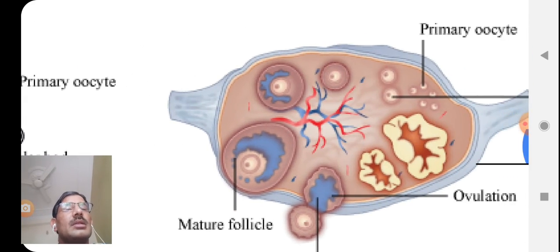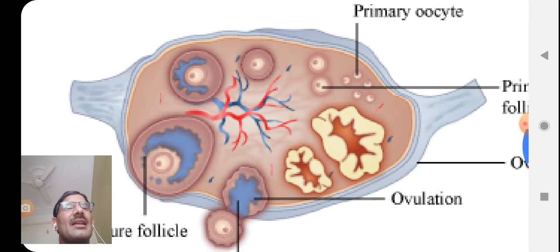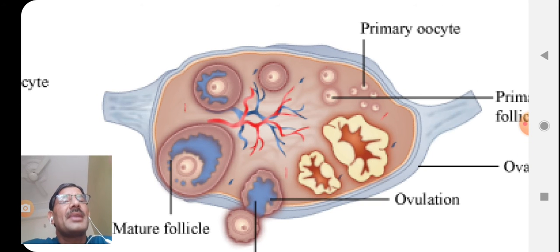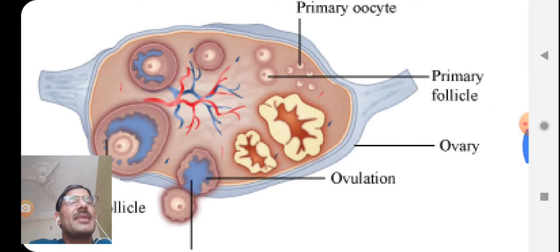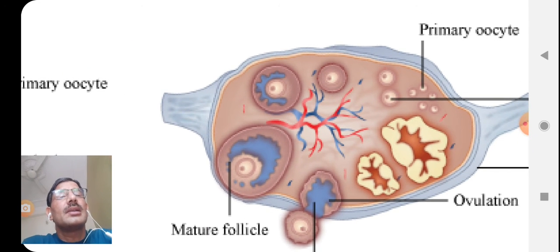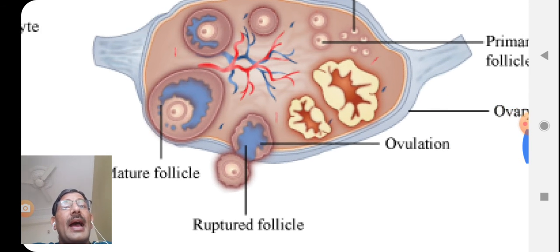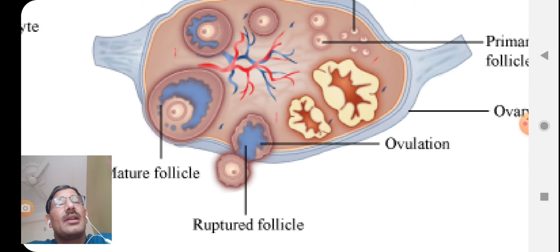Now see this structure of transverse section of ovary. There are primary oocytes. They start surrounded by some follicular cells, one layer. It is called primary follicle. Later on, it may be surrounded by some more layers of cells called secondary follicle, and then mature follicle or Graafian follicle, characterized by antrum cavity. And after that, ovulation occurs.